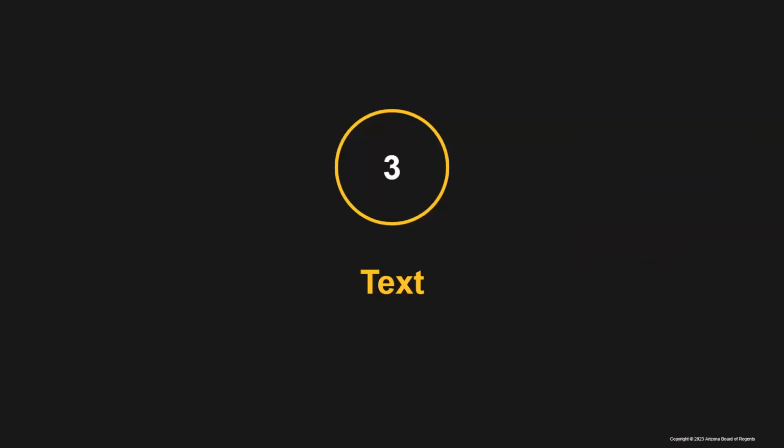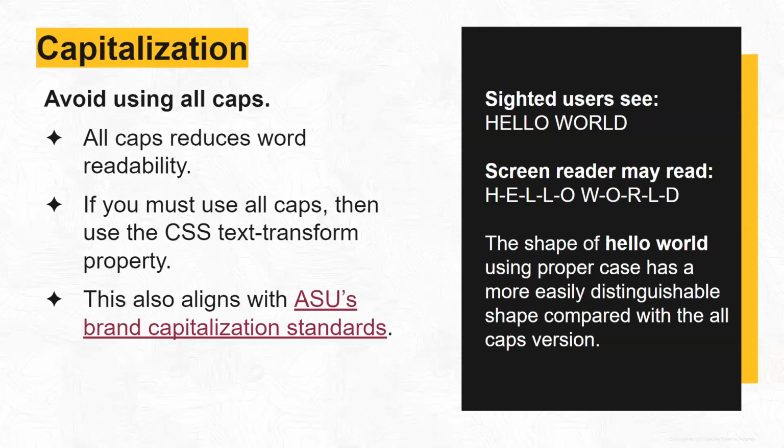Okay, moving on from color and visualizations. So for text and typography, capitalization, I just say avoid using all caps. I think this is one of those things that you might be using all caps now, but moving forward, this could be a simple way of improving the accessibility of your visualizations. The reason why is that all caps reduces the word readability. Sometimes it's hard to understand why that reduces the word readability.